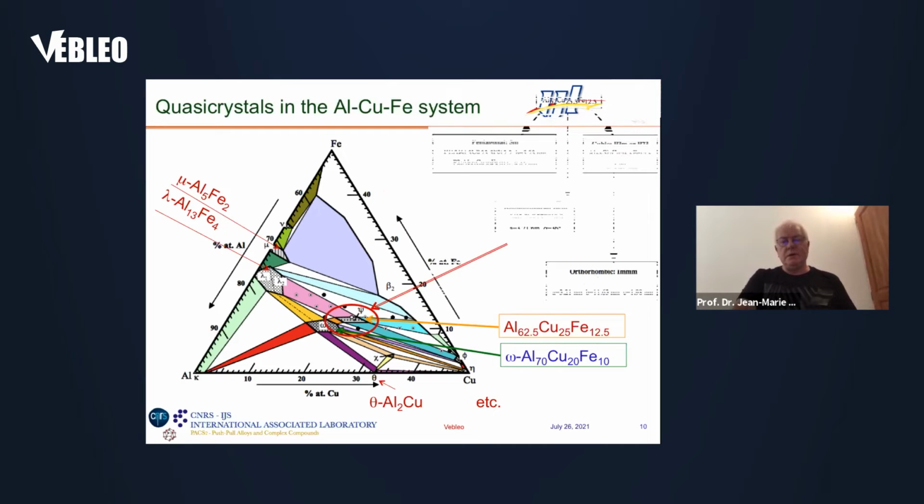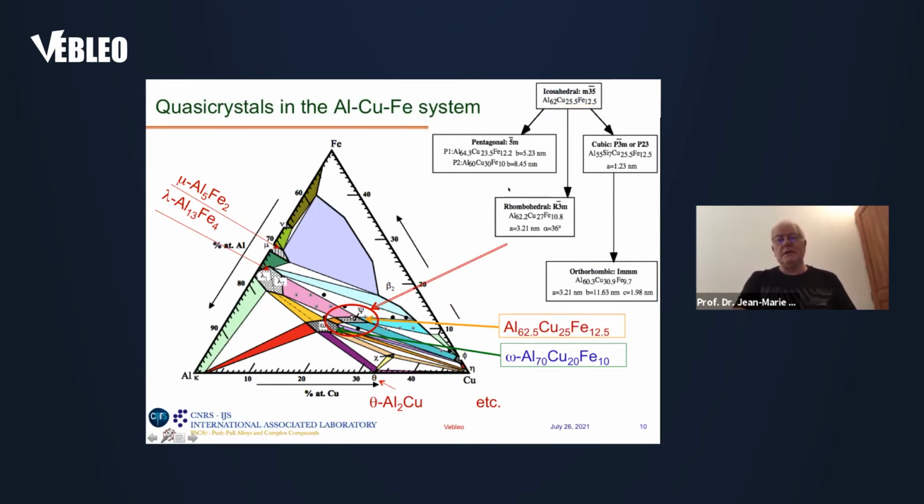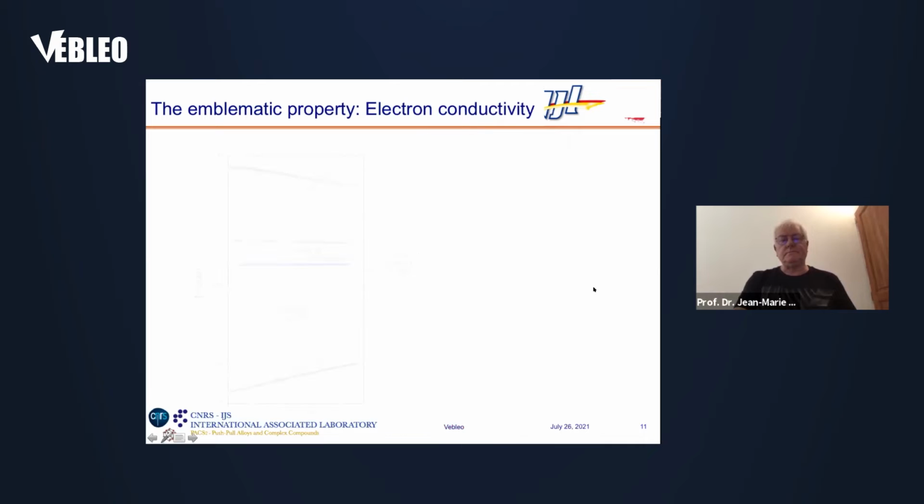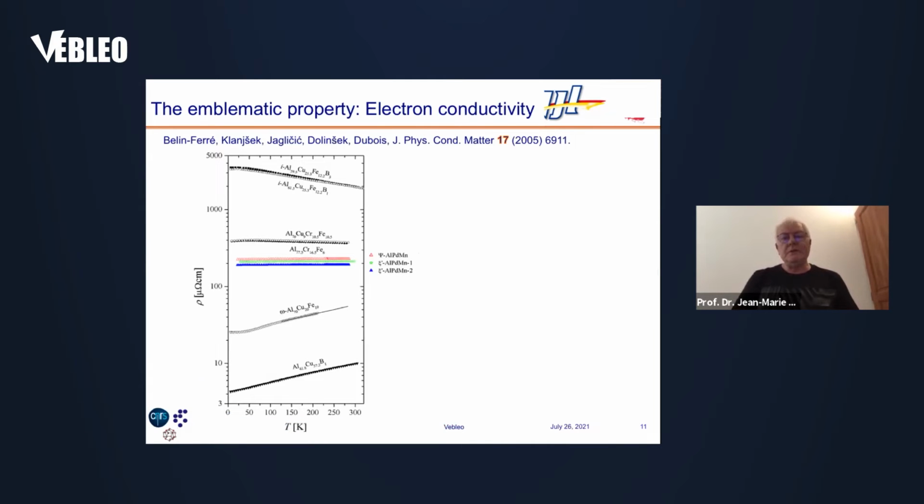And if I blow up this region here, I find a quasicrystal of icosahedral symmetry and a number of very complex crystals containing up to thousands of atoms per unit cell, with symmetry decaying down from icosahedral, high symmetry, to orthorhombic.